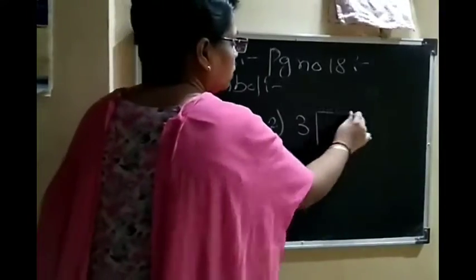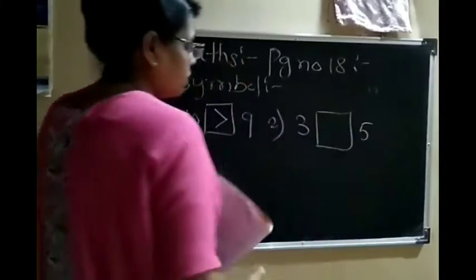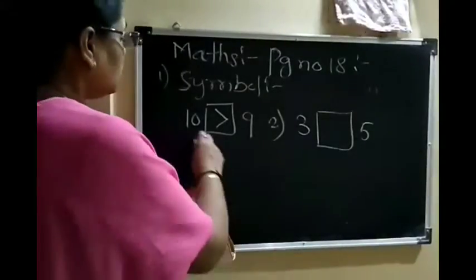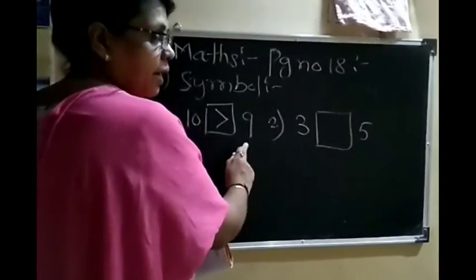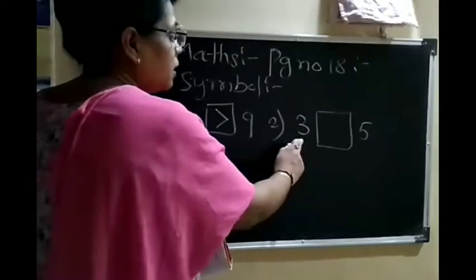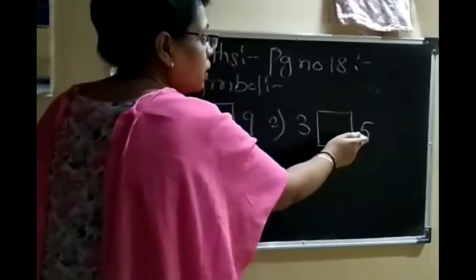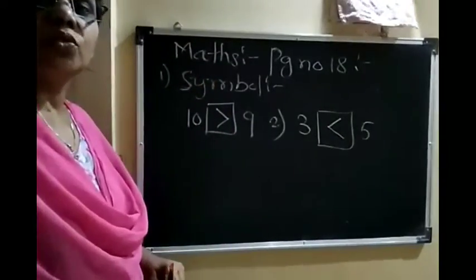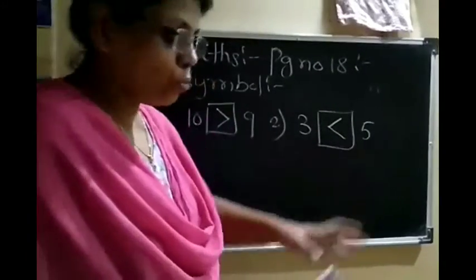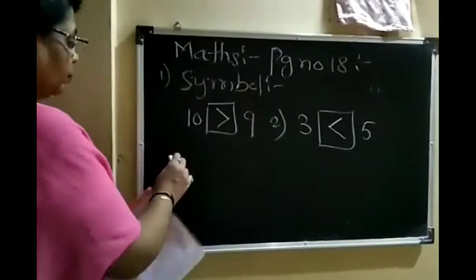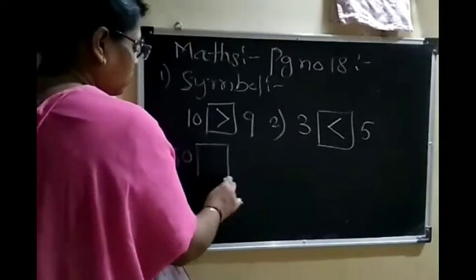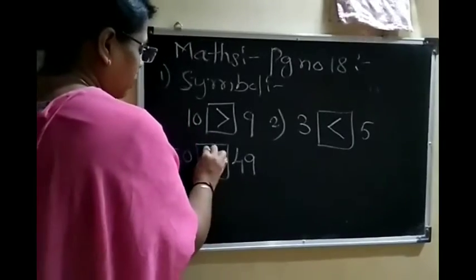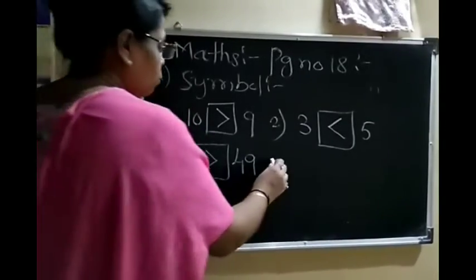One of the sums here, I'm just randomly selecting the sum. 10 is bigger than 9, so the symbol is this. Here 3 and 5 are given. 5 is bigger than 3, and so you have to write it in this way. This symbol you have to use. Similarly, 50, 49. Again 50 is bigger than 49. You have to use this symbol.